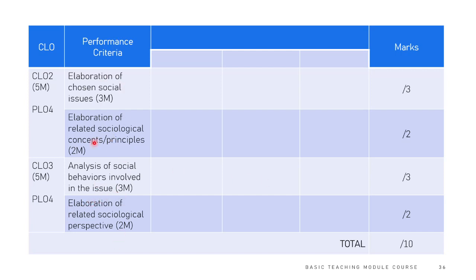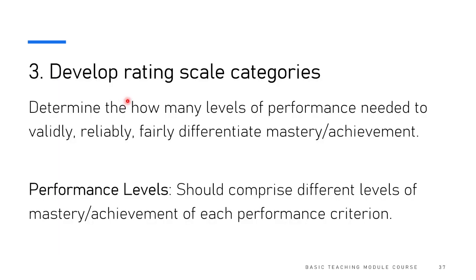So this is the first step, and the second step is to determine the criteria. Now the third step is to develop the rating scale or the performance level. Determine how many levels of performance are needed to validly, reliably, and fairly differentiate mastery and achievement. So the key term here is performance level. It should comprise different levels of mastery or achievement for each performance criterion.